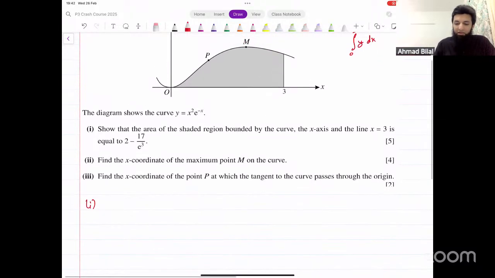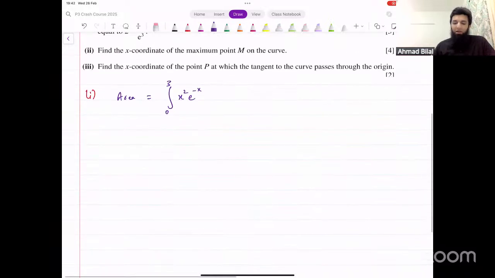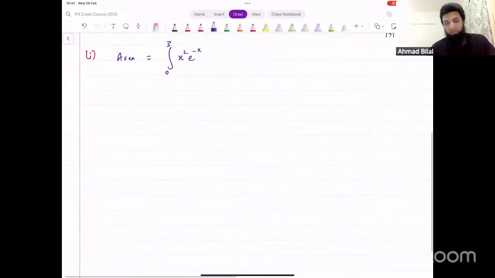Okay, let's try that. So we have to find the area like this. It's going to be integration of y, which is x squared into e raised to power minus x, limits are from 0 to 3. Yeah, so that's what we have to evaluate. Now how do we do this integration? It's a product. We would have to use integration by parts for this. Looking at this, since it's x squared that's multiplying with this, we would have to do integration by parts twice.